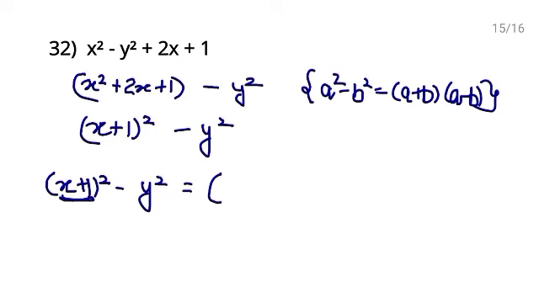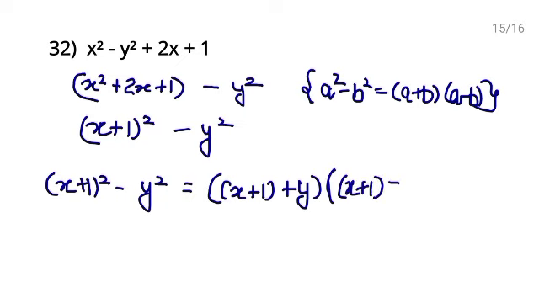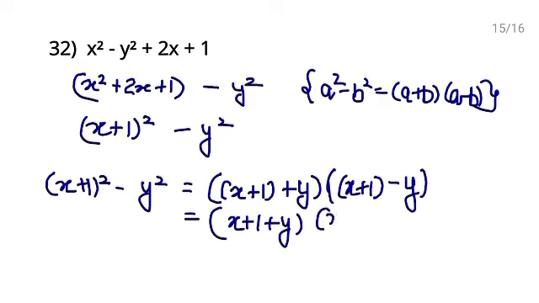These are two terms. What is a? There are two terms in a, right. So I will enclose it into the bracket. We did this in the previous question also, when there were two terms, we enclosed them in a bracket. So a is x plus 1 plus b is y, into a is x plus 1 minus b is y. Now open the inner bracket: (x plus 1 plus y) into (x plus 1 minus y). So this is your answer.